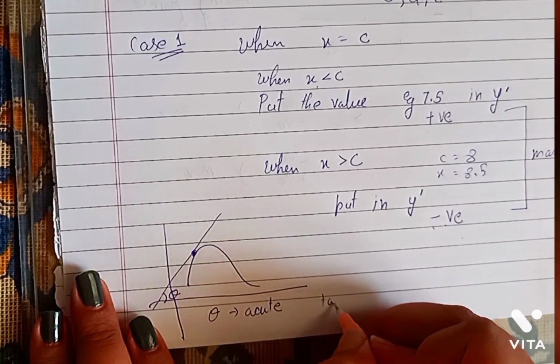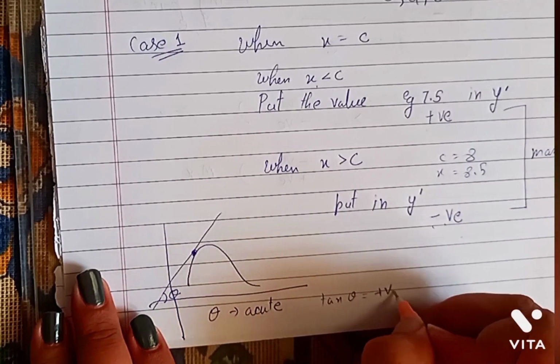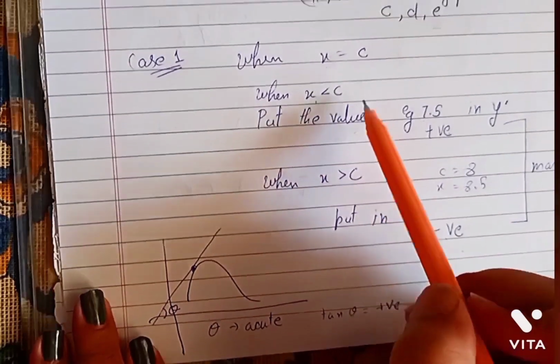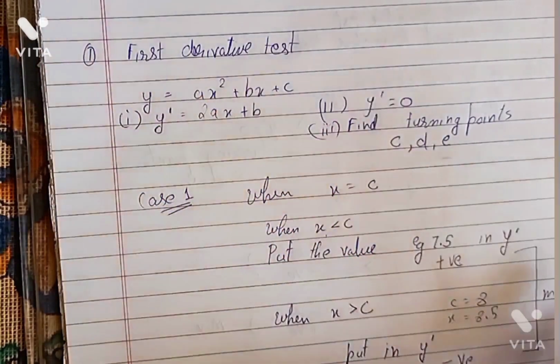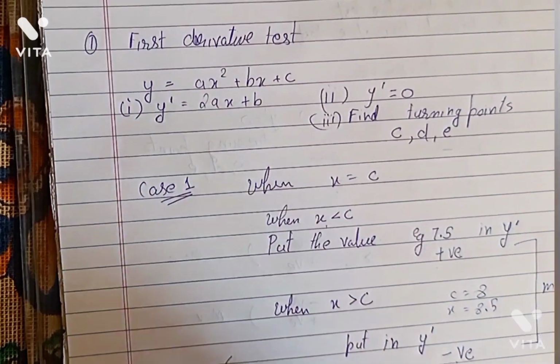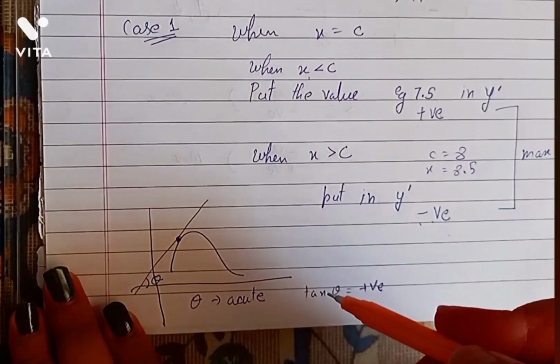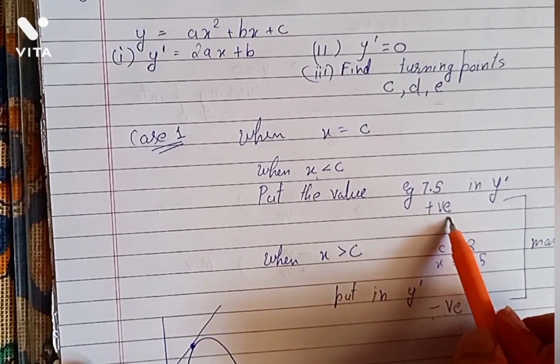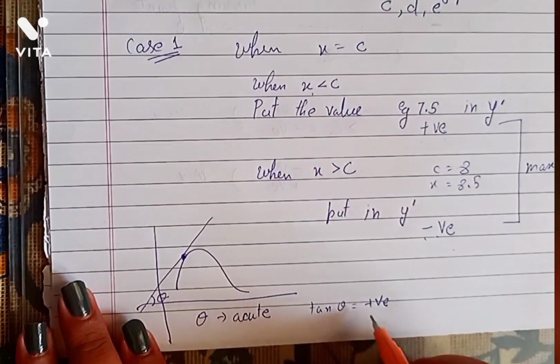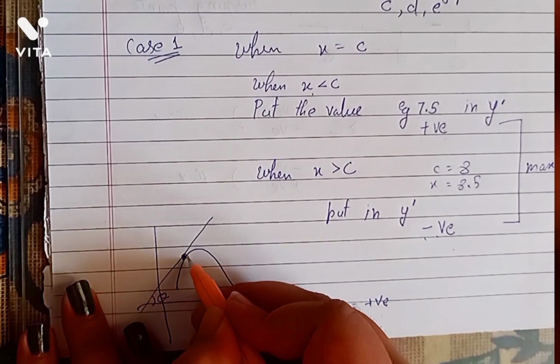So tan theta would be positive. What is differentiation? First derivative test, we find y dash, right? So what is y dash? Y dash is this only, the slope. Of course y dash is the slope, and you got y dash as positive on putting the turning point. So tan theta is positive, which means the slope is positive initially.